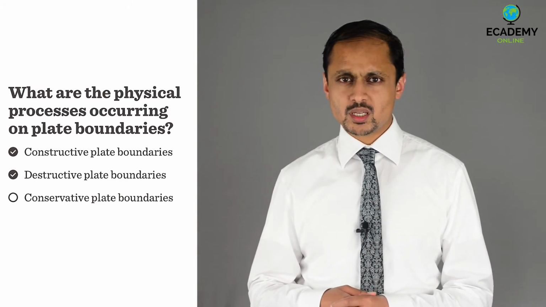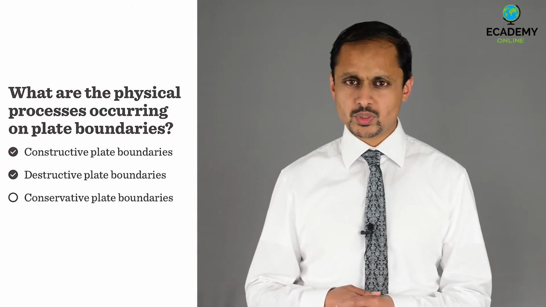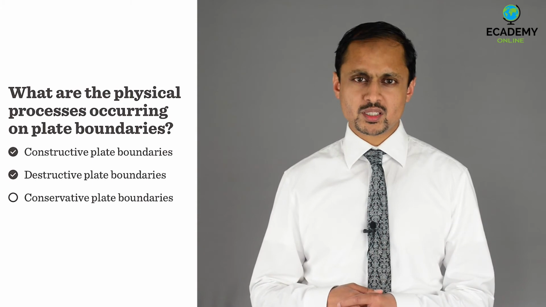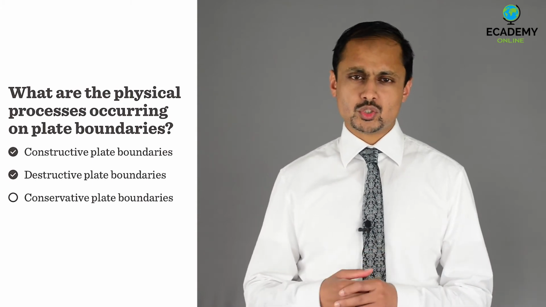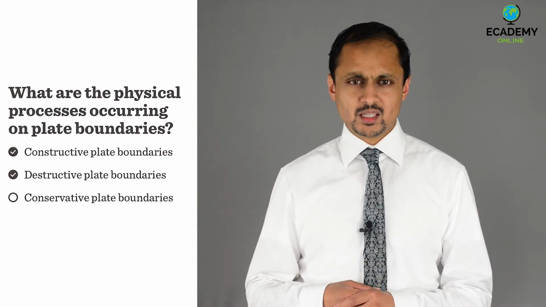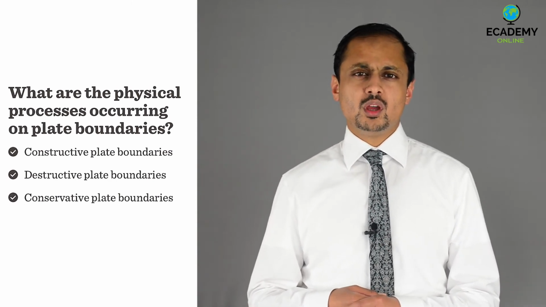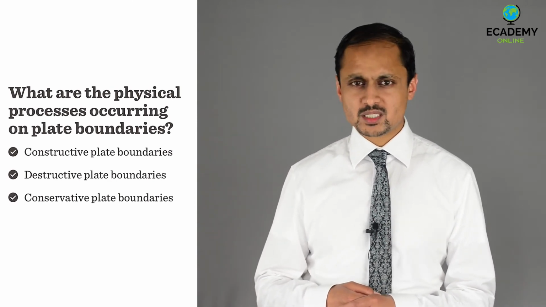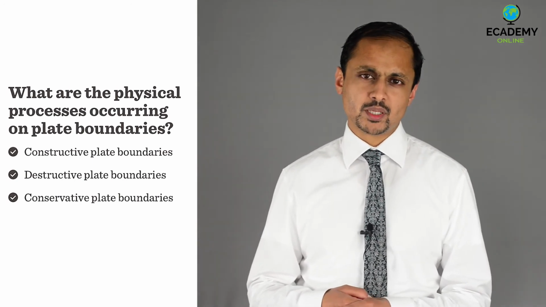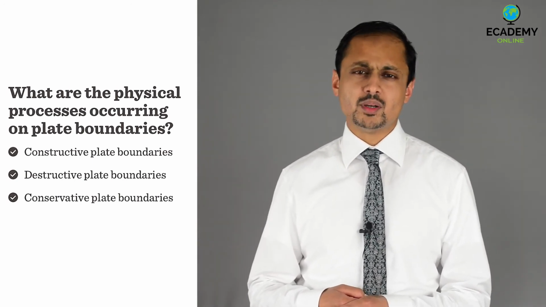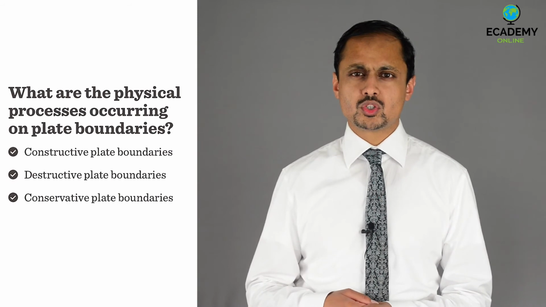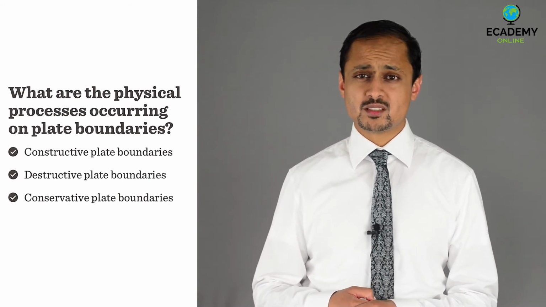Conservative plate boundaries are the least destructive of the three. Here, two plates will move past each other in the same direction or opposite direction. An example of a conservative plate boundary is the San Andreas Fault, where the Pacific plate slides alongside the North American plate. It is important to remember that the Earth's crust is not a smooth surface, it is abrasive.